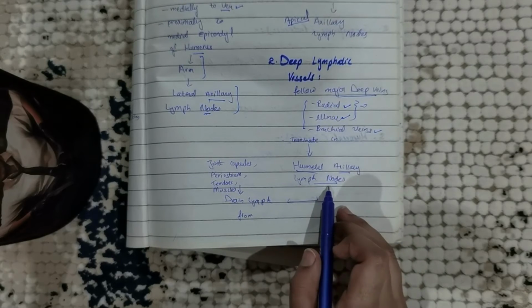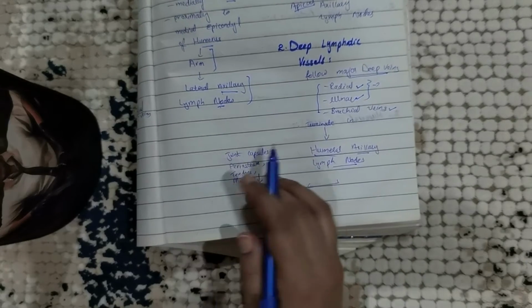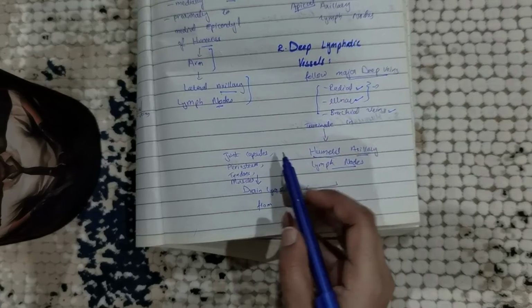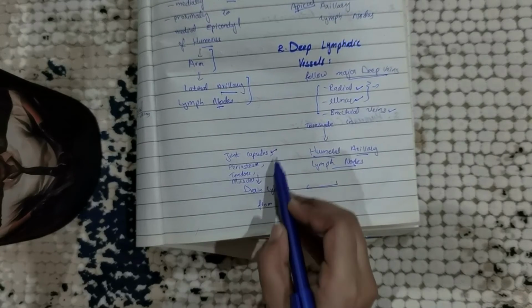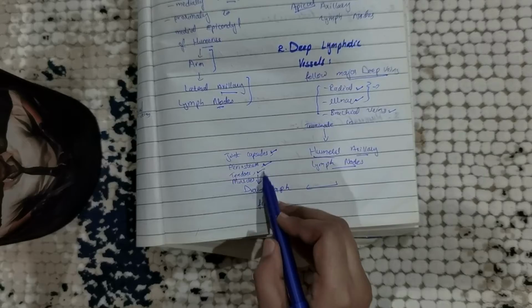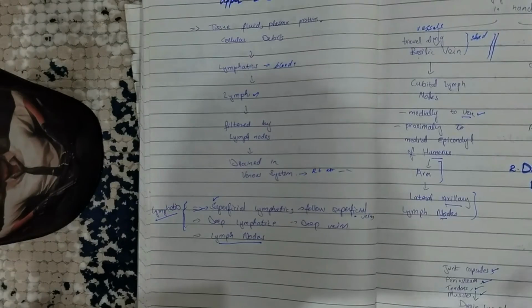Humeral axillary lymph node gets the excess tissue fluid drainage, gets the lymph drainage from the joint capsules, from the periosteum, from the tendons and the muscles. So that was all about the lymphatics of the upper limb.